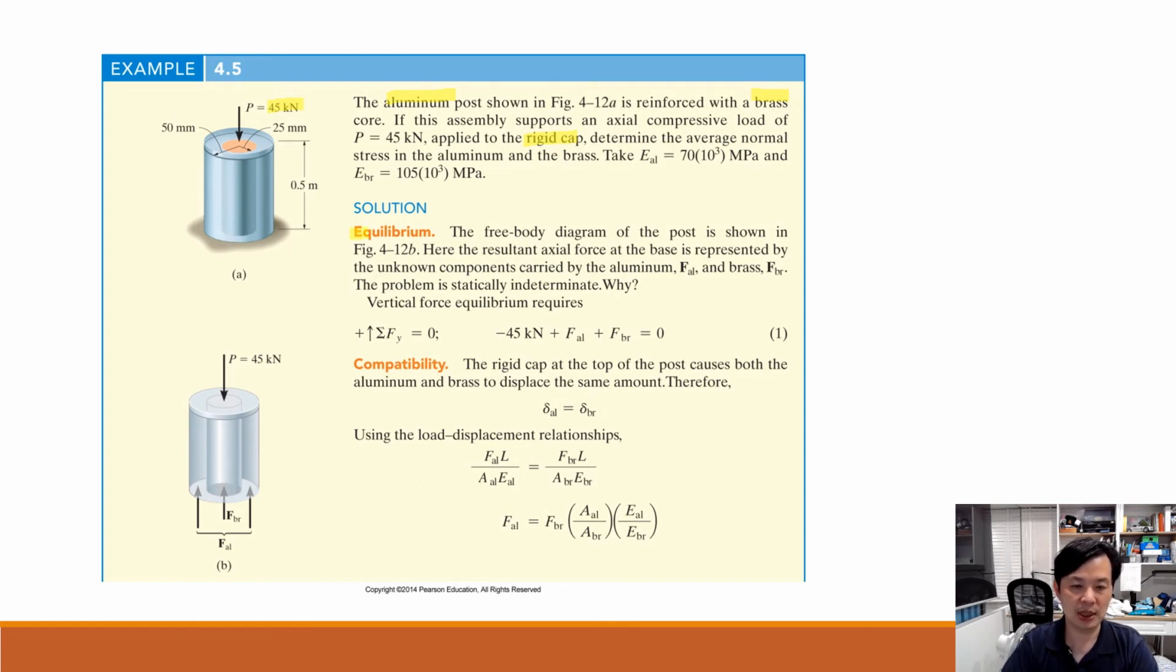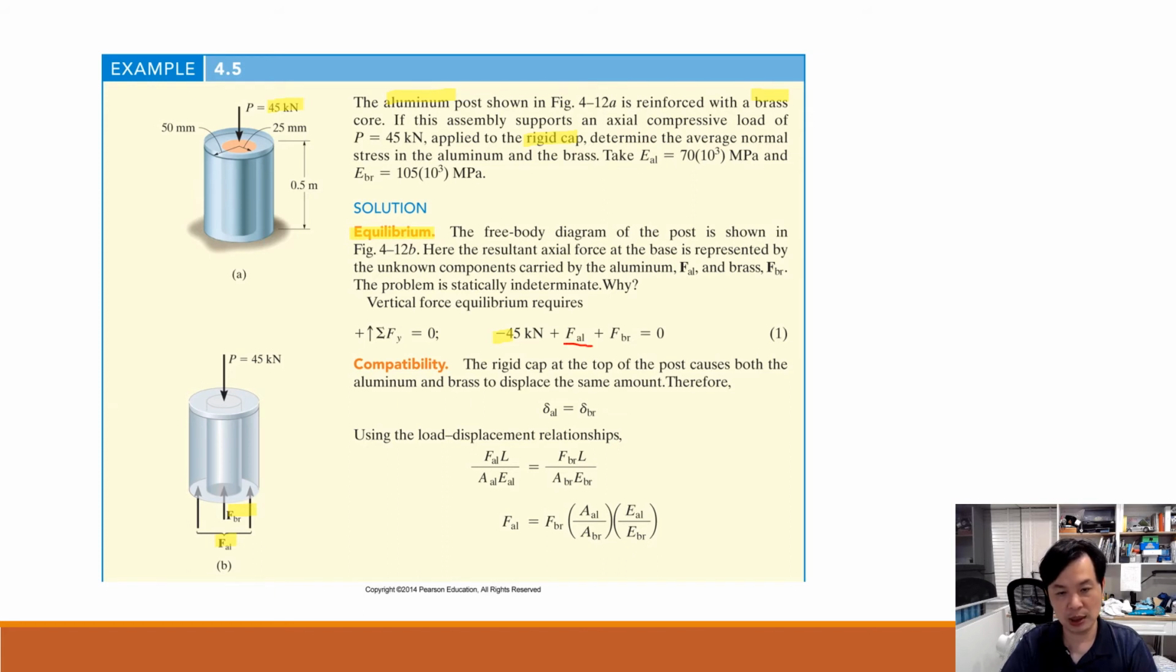And equilibrium is like this one. The balance of force belongs to the summation of the support from aluminum and brass. So 45 equals, upward direction is positive, so plus F_AL and F_BR. This would be negative side because it's downward, okay? Of course, we still have two unknowns.